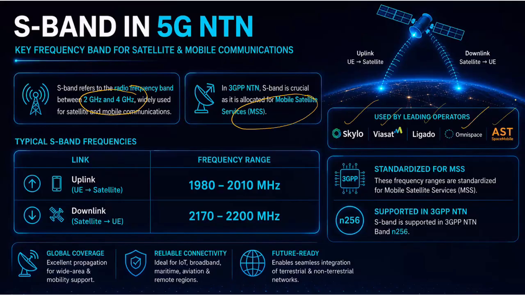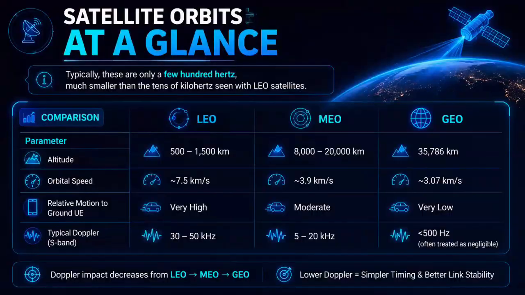So what is the uplink frequency here? It is 1980 to 2010 megahertz. And what is the downlink? It is 2170 to 2200 megahertz, right? So what is the Doppler effect at S band for various orbits? For LEO, it can be up to 50 kilohertz. For MEO, it can be 20 kilohertz. And for GEO, it is less than 500 hertz, right? So we should remember these values. It will be very helpful in our day-to-day work and maybe in interviews as well.